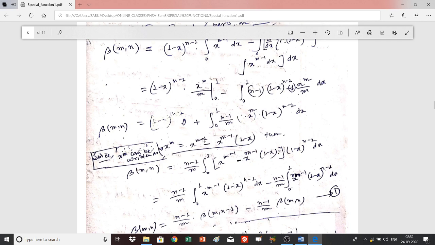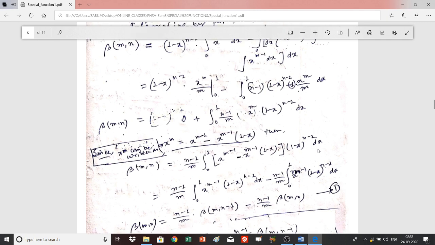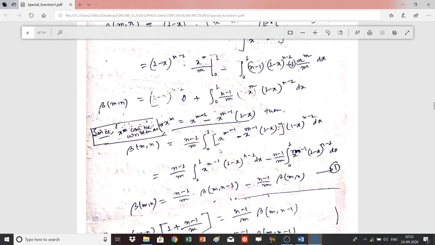If you do this, just substitute the value of x to the power m here instead of this. Then you will get beta(m, n) is equal to (n minus 1) by m, taken outside the integration, then the integral from 0 to 1, and since x to the power m can be written as this, write this first here: x to the power m minus 1 minus x to the power m minus 1 into (1 minus x). After that, (1 minus x) to the power n minus 2 dx. So just to simplify this, just separate these two integrations.